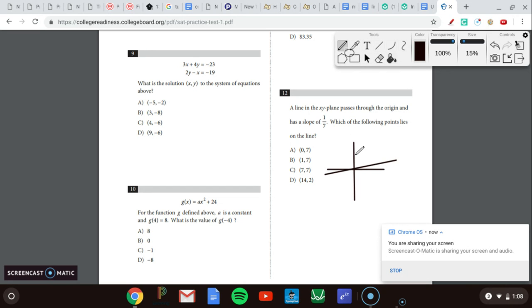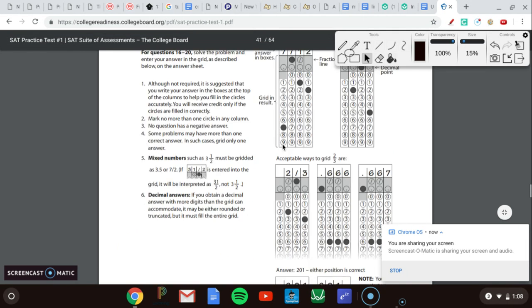Well, 0, 7 is going to be up here. That's no good. 1, 7 is going to be right next to that. That's also no good. 7, 7 is a little closer, but still, you can tell we're growing really slowly. 14, 2, though, makes sense. That would be something over there. Just by eyeballing it and drawing the shallow line, you should be able to see we didn't get up to 7 that quickly. It would take us a while to get to 7. So you should be able to see that 14, 2 was the only point that makes sense that could be on this very shallow line.